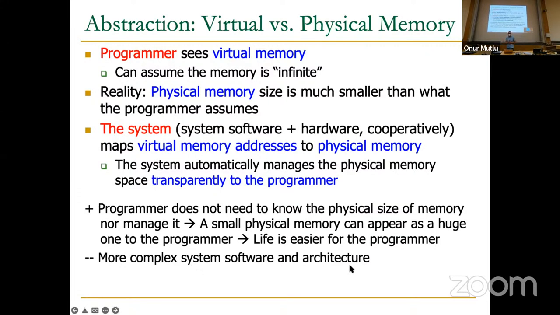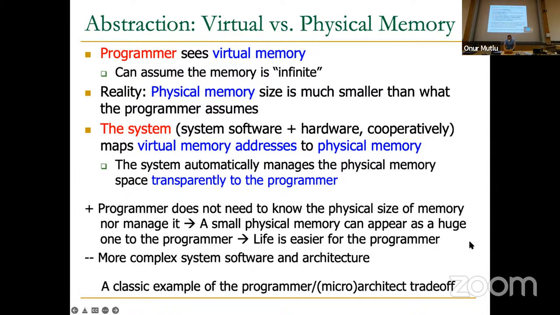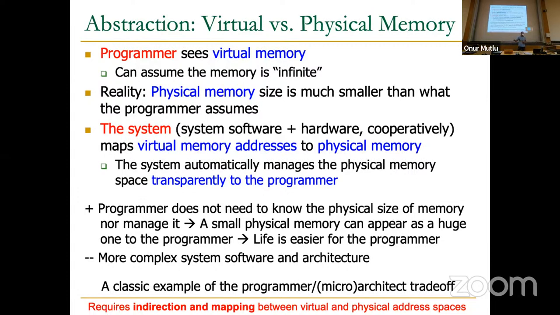But the downside, of course, is that like every idea, it has a downside and an upside. In this case, the upside is very huge for the programmer. The downside is more complex system software and architecture, like hardware. And this is actually a very classic example of a programmer versus microarchitect, or system designer, trade-off that makes the programmer's life easy and the architect's life hard. And as I said, this requires indirection and mapping between the virtual and physical address spaces. We're going to talk about all of that indirection and mapping, and we're going to make it faster and faster as much as possible. Okay, makes sense, right? Hopefully.